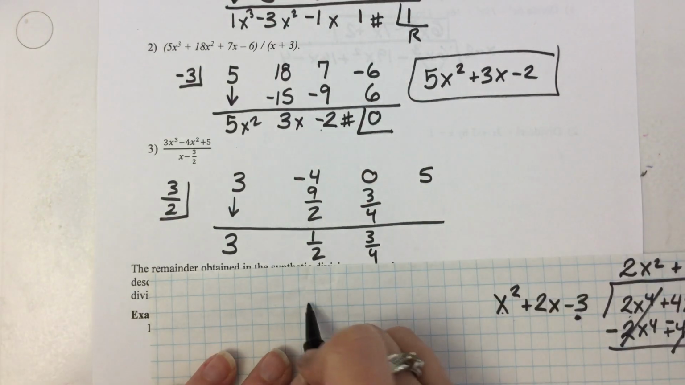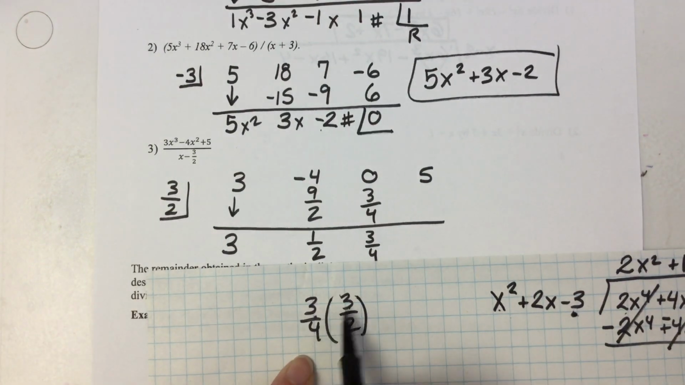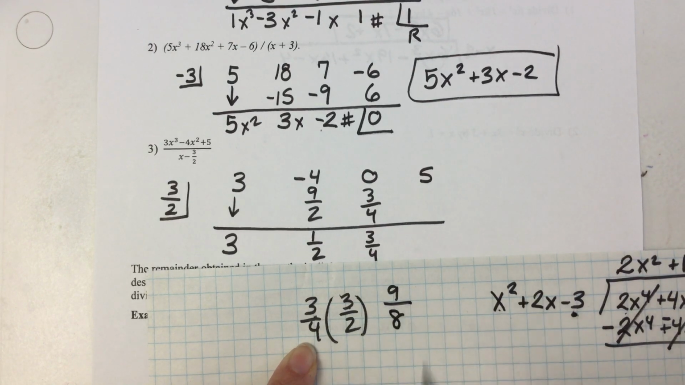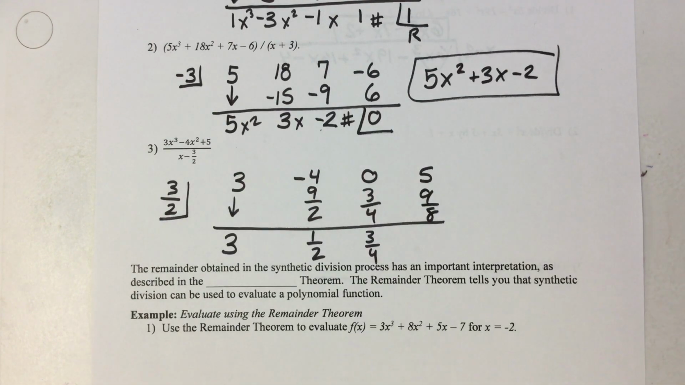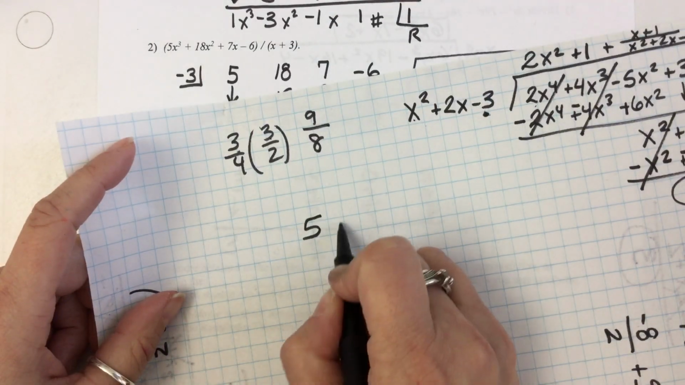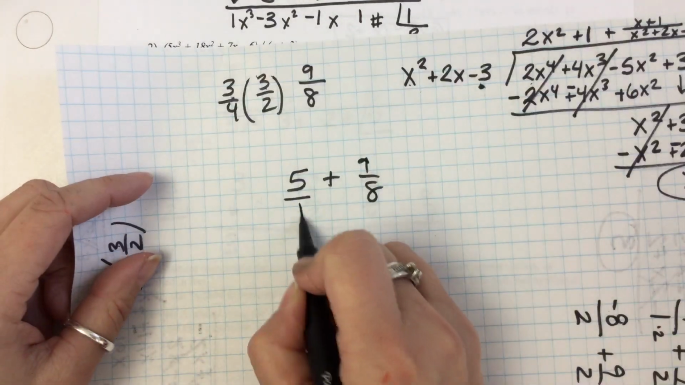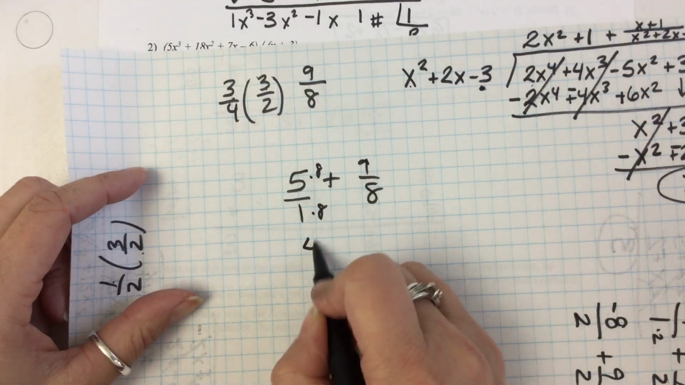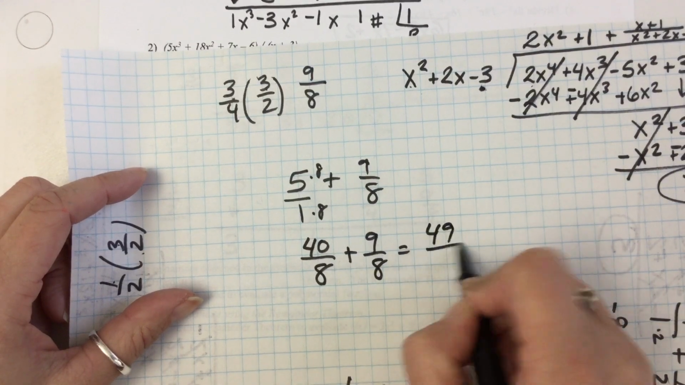Multiply. So I have to take 3/4 times 3 halves. Top times top, bottom times bottom. 3 times 3 is 9. 4 times 2 is 8. So this is 9/8. If I am adding, if I have 5 plus 9/8, this is like 5 over 1. I need a common denominator of 8, making this 40 over 8 plus 9 over 8. So my fraction is 49/8.